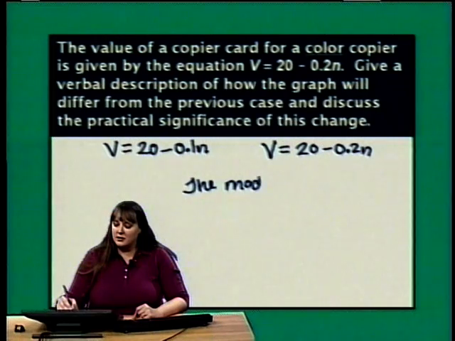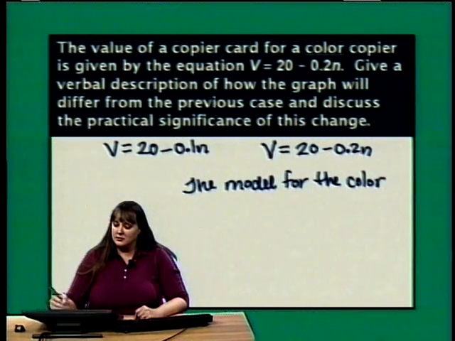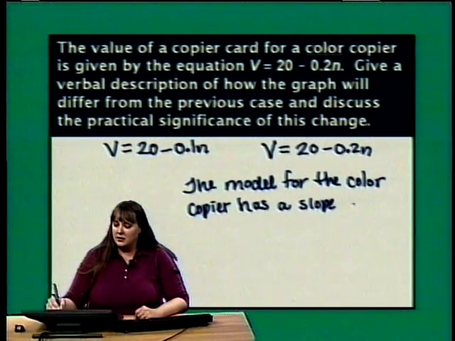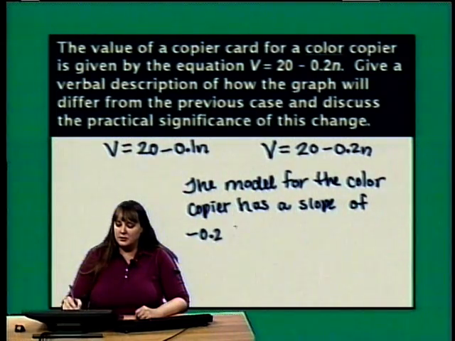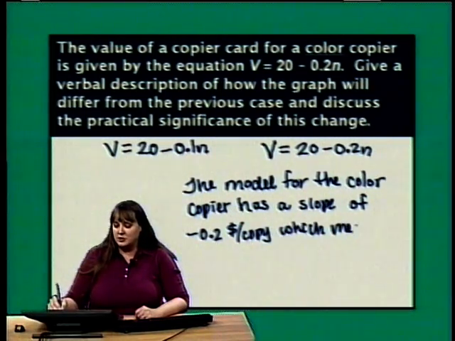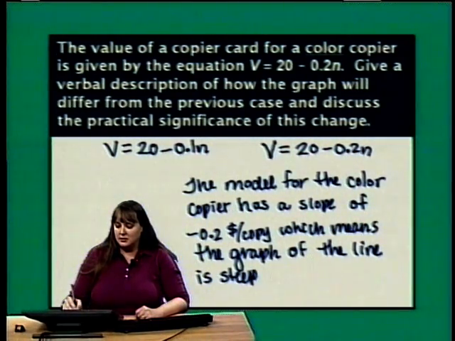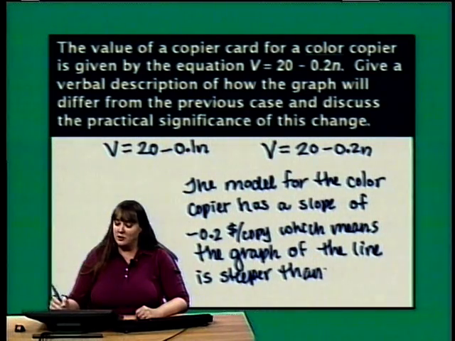So the model for the color copier has a slope of negative $0.2 per copy, which means the graph of the line will be steeper than actually the first two models, because we noticed that the first two models were parallel. They had the same steepness.